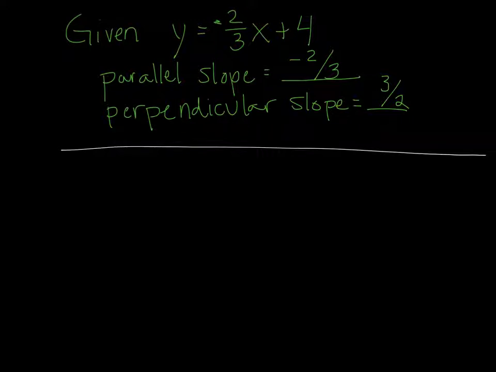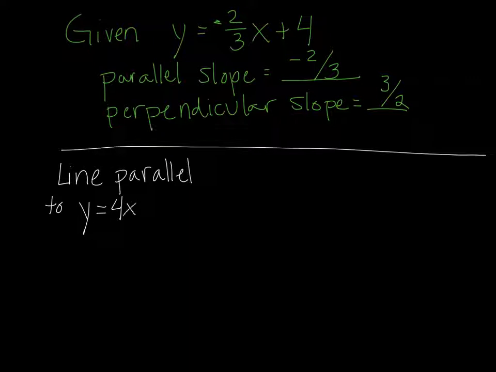So let's say we want a line parallel to y equals 4x minus 2. So a line parallel to that with a b equal to, let's undo that, with a b equal to 8.